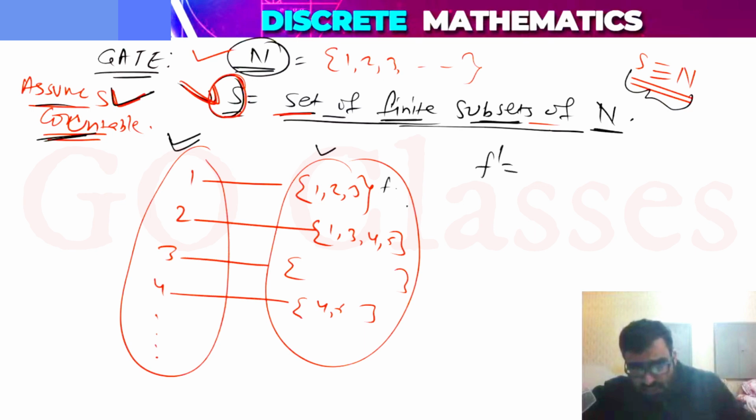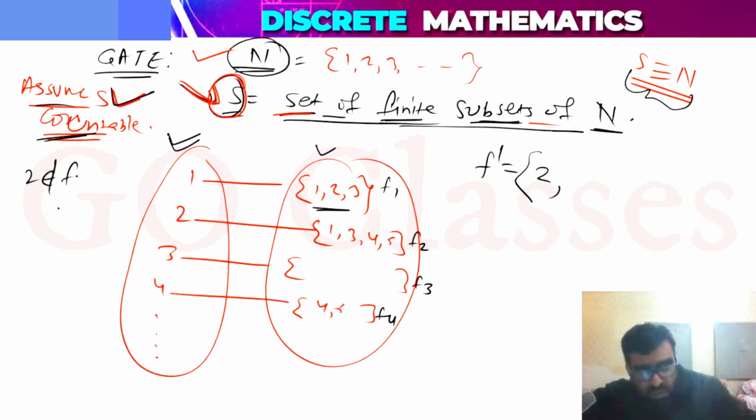Let's assume this is F1, this is F2, this is F3, this is F4. F1 means the image of 1, F2 means the image of 2, and so on. Now, I will create a new element F dash like this. The same method I applied previously, I will apply. You can see 1 belongs to F1, so I will not take 1. 2 does not belong to F2, so I will take 2.